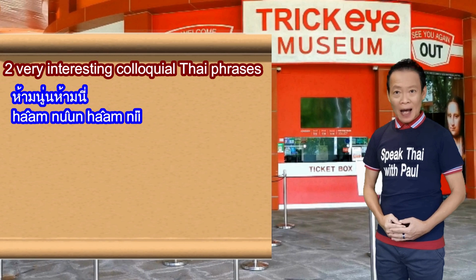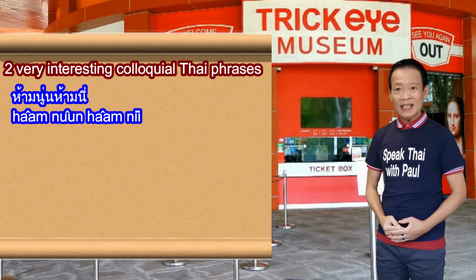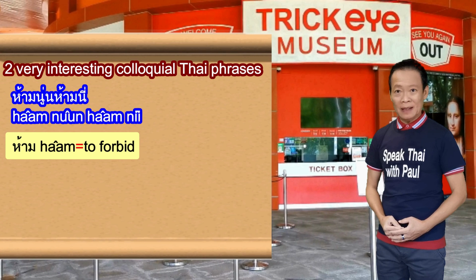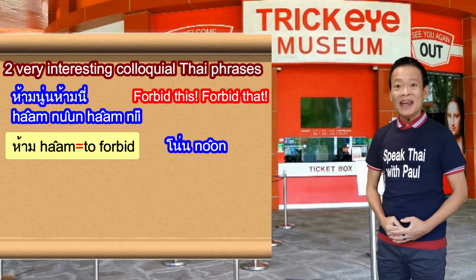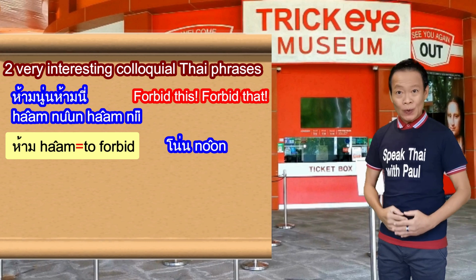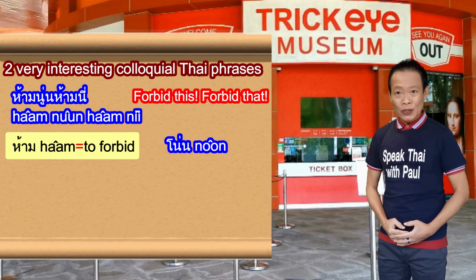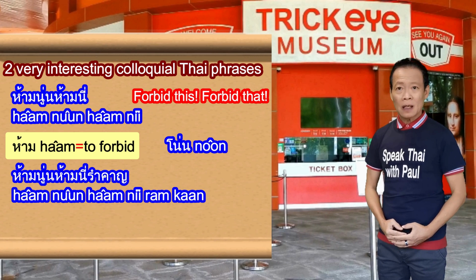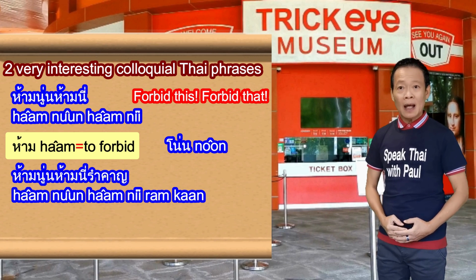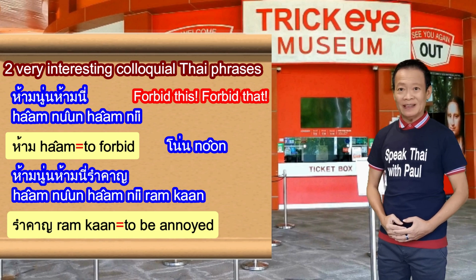2. ห้ามนู่นห้ามนี่. ห้าม means to forbid and noon is spelled differently here although it has the same meaning as non. So ห้ามนู่นห้ามนี่ is similar to saying forbid this, forbid that in English. For example, to express your annoyance when you are forbidden to do this and to do that, you can say ห้ามนู่นห้ามนี่รำคาญ. รำคาญ means to be annoyed.